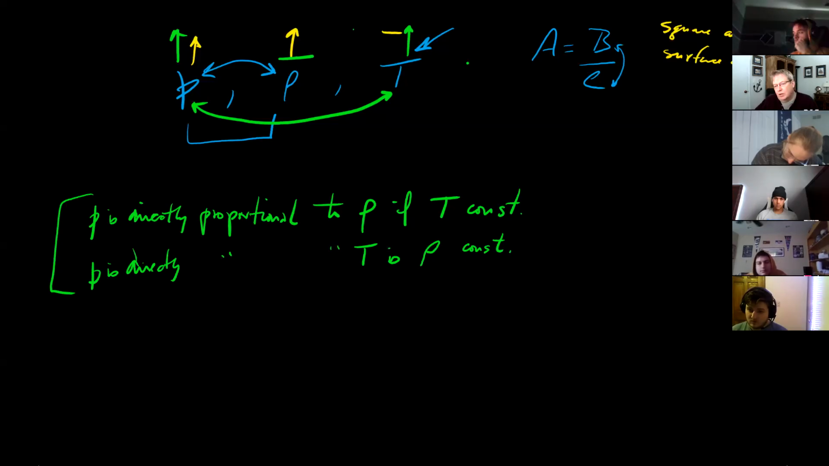Now, what's the last one? The last one is what's the relationship between density and temperature if pressure is constant? Notice I'm using colors to look at the relationships. I have green, blue, and red. Just to keep the colors all the same. Are these going to be inversely proportionate?